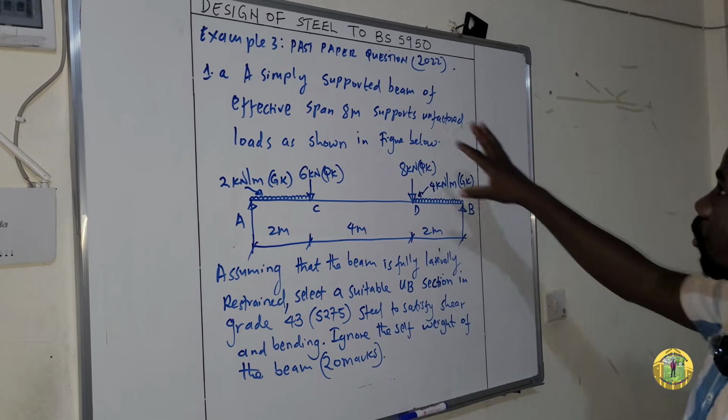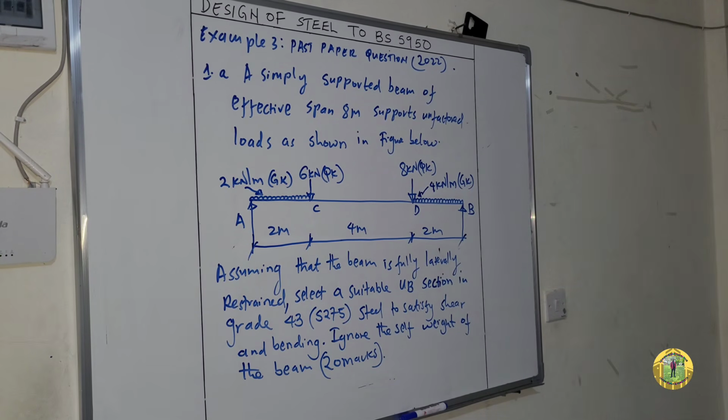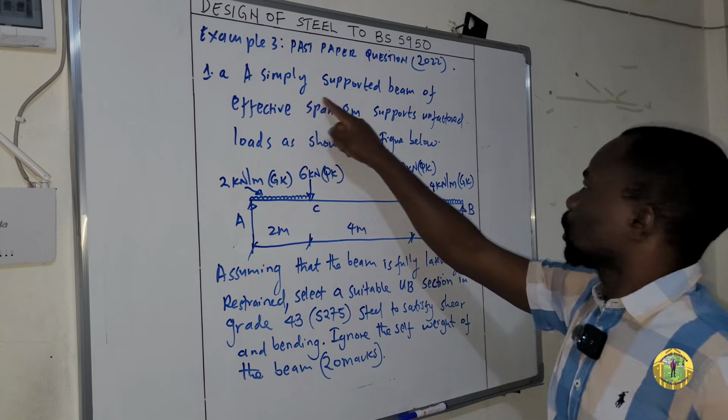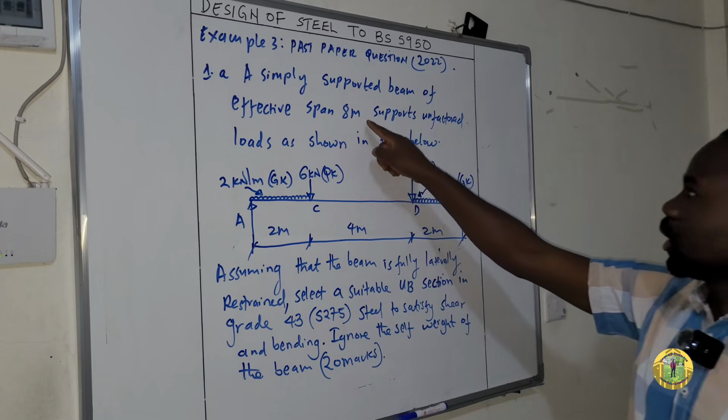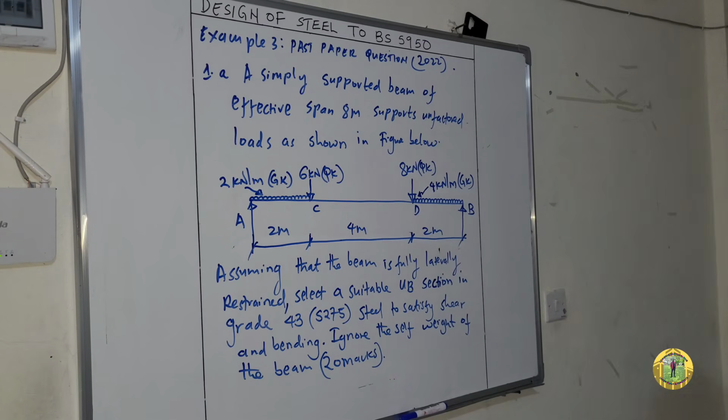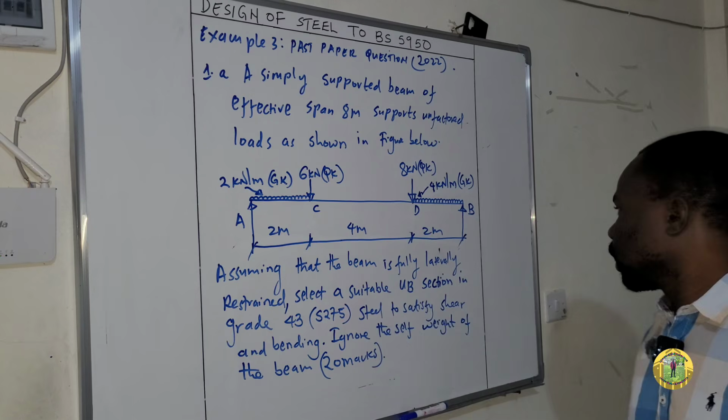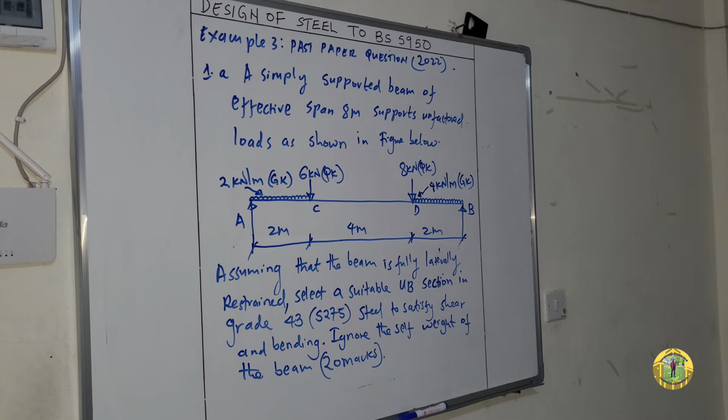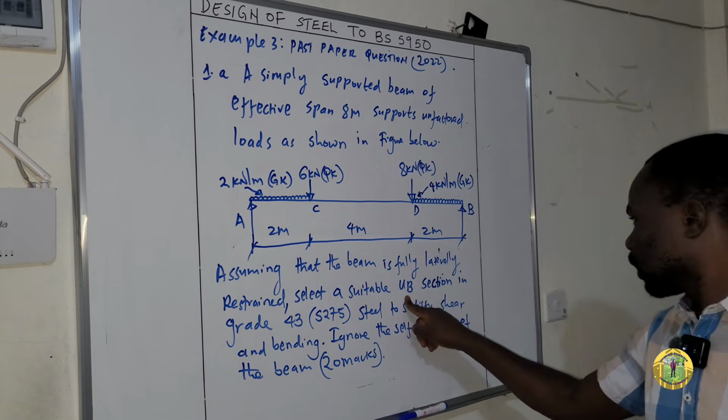Today I want to solve a problem from a past paper, and this is 2022. So this is example number 3, design of steel to BS 5950. And the question reads, a simply supported beam of effective span 8 meters supports factored loads as shown in the figure below. Assuming the beam is fully laterally restrained, select a suitable universal section.